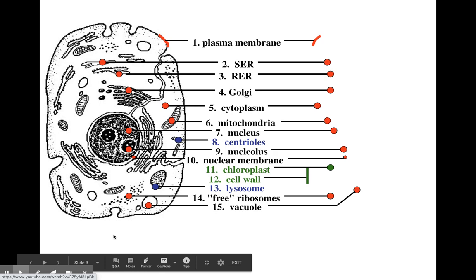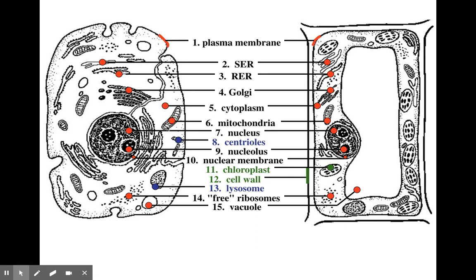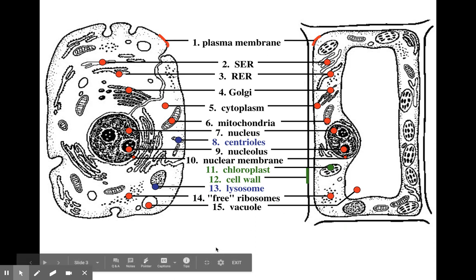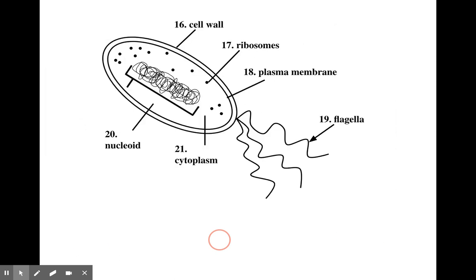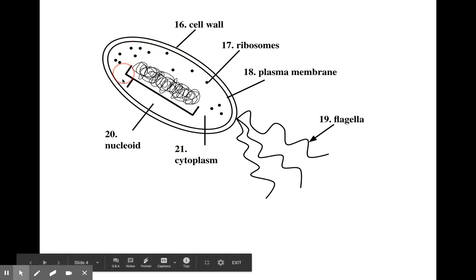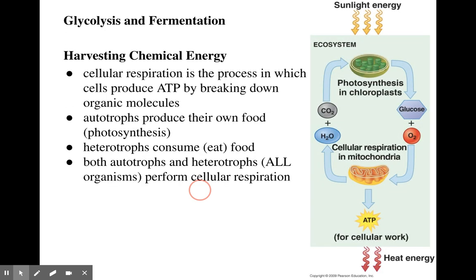All right, so a reminder as well that all cells, both plant and animal cells, have mitochondria, which we identified in Unit 2. Now remember that a bacteria, a prokaryote, does not have organelles like that. So a prokaryote will have to do something different than the eukaryotes do.